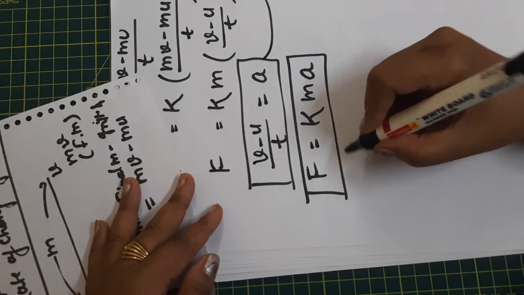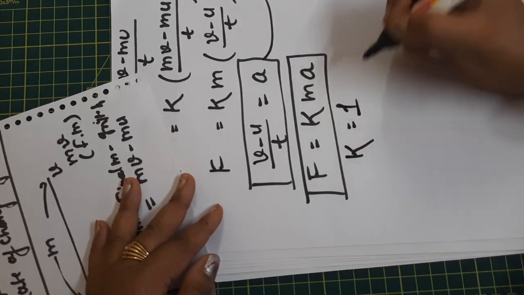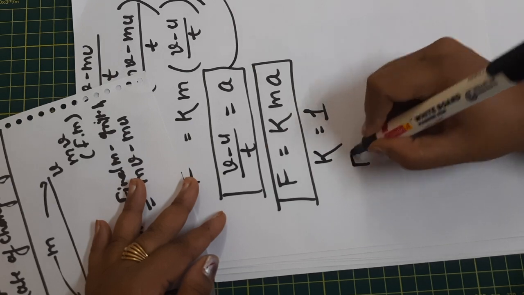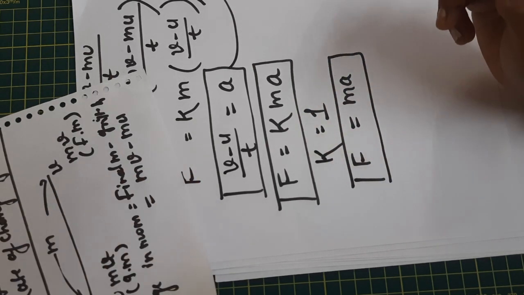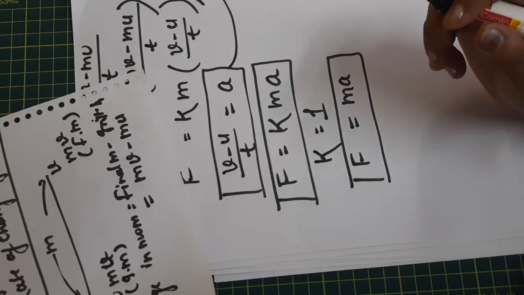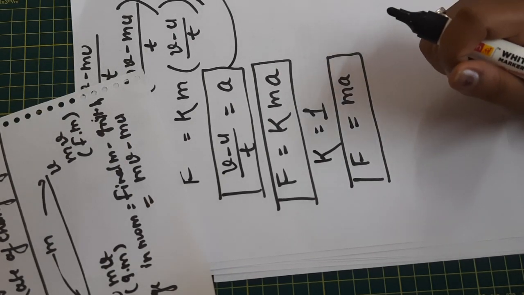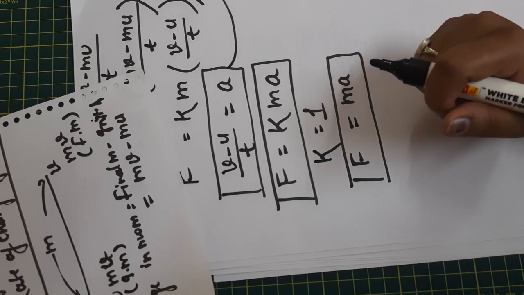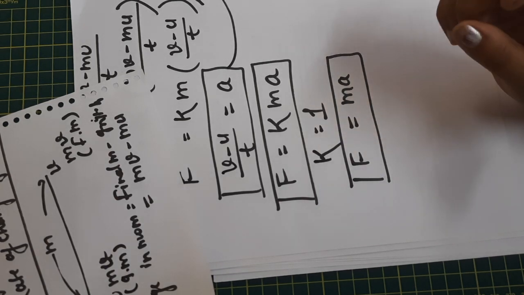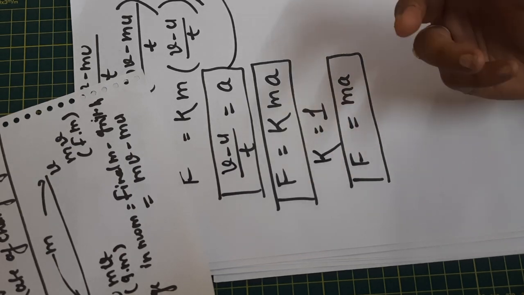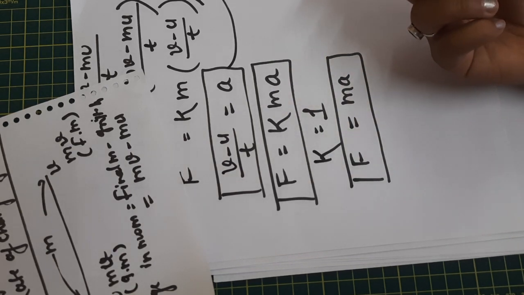Experimentally it is calculated that K is the constant and its value is 1. So we will get F equals m into a. And this is the mathematical formulation of the force. That means the second law of motion gives us the formula to calculate the applied force.